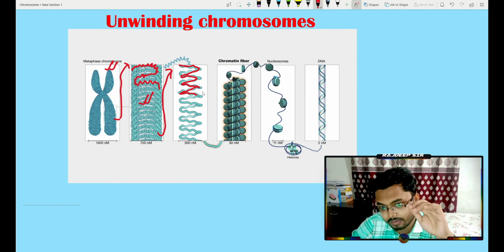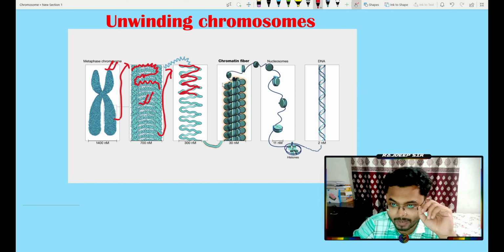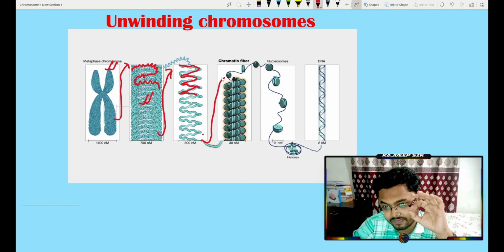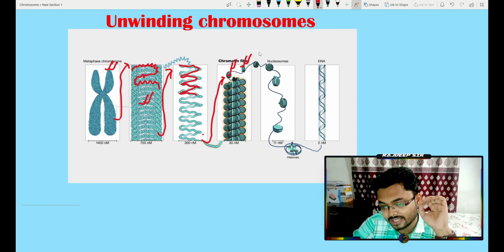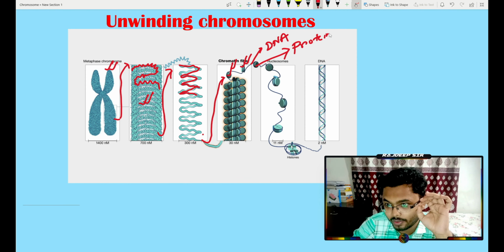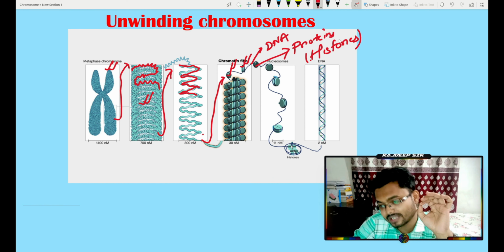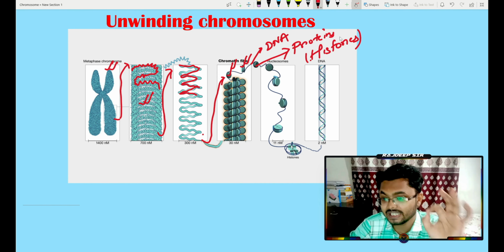Now we will zoom in more into these chromatin fibers. What do these chromatin fibers actually contain? See, these chromatin fibers are actually packed around some disc-like, button-like structures. The thread is wound around the button-like structures. This thread is nothing but DNA, and the button-like structures are nothing but proteins, which we refer to as histones. I hope it is now very clear to everyone.